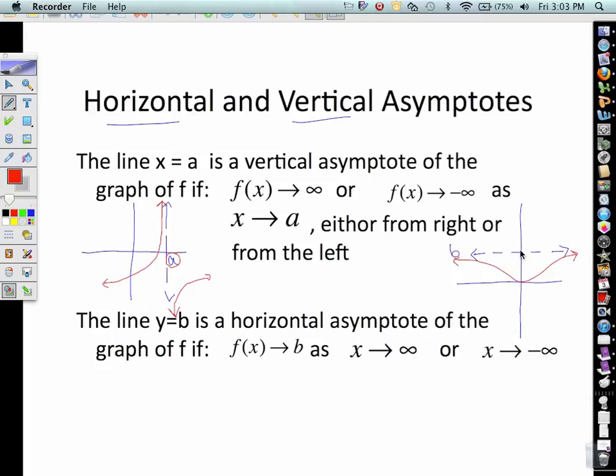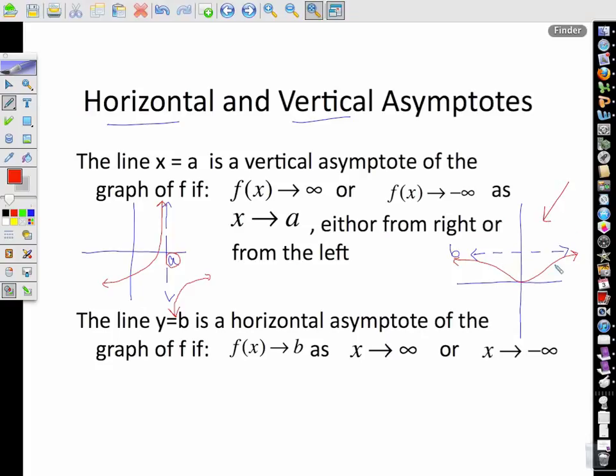All right, that's what horizontal asymptotes will look like right here. As x approaches infinity, and as x approaches negative infinity, the graph will get closer and closer to that horizontal line. They never meet, though.